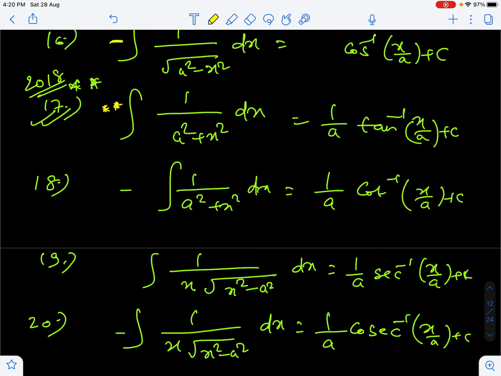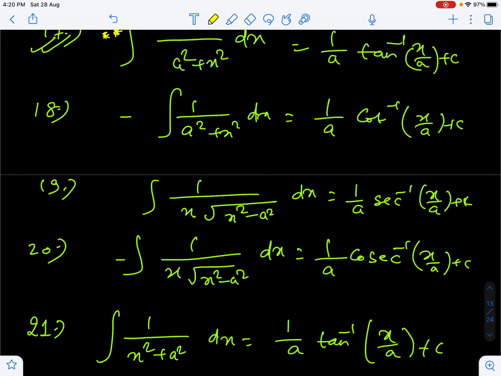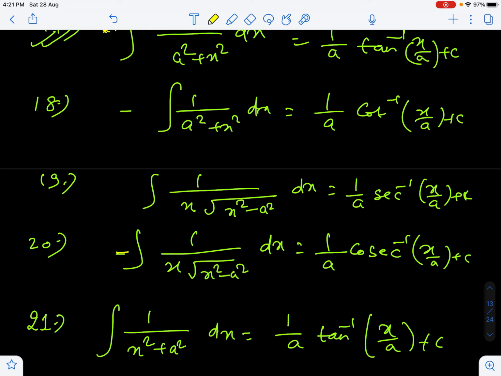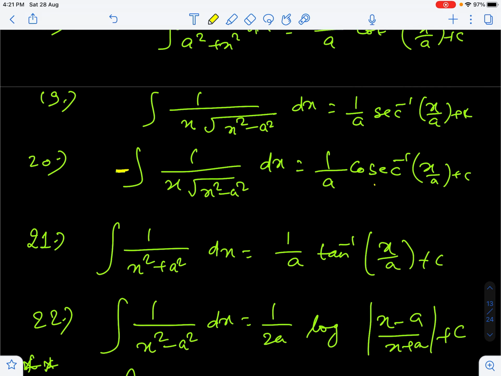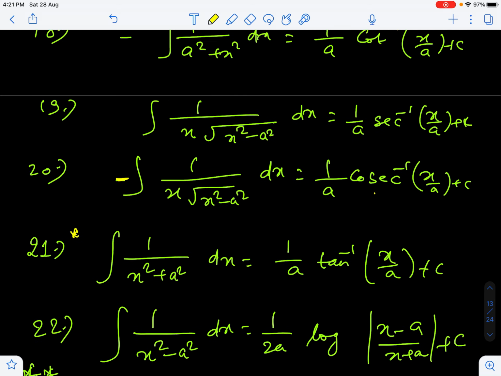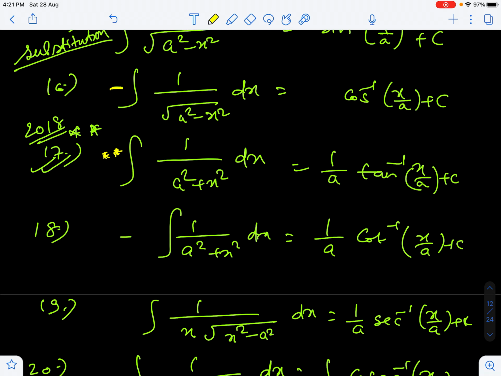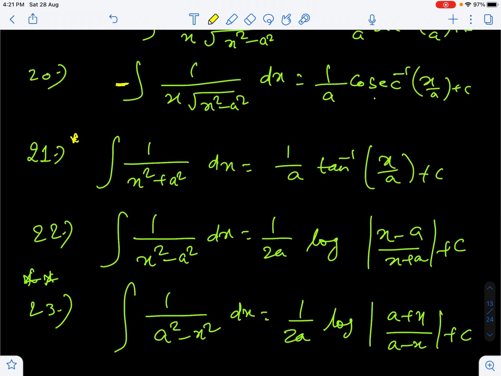Integration of 1 by x under root x square minus a square is 1 by a sec inverse x by a plus some constant. If minus is outside, minus 1 by x under root x square minus a square is 1 by a cosec inverse x by a. Integration of x square plus a square dx is 1 by a tan inverse x by a. This we have done already. If you want to see this formula, same formula 17 and 21.